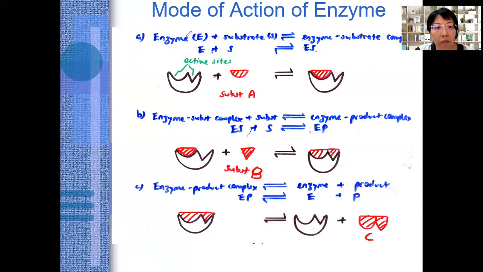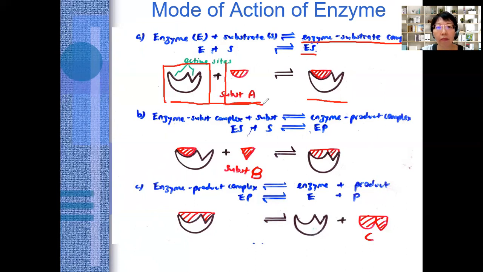So what is the mode of action of enzyme? Step number 1: enzyme plus substrate, and then the substrate will sit in to become the enzyme-substrate complex. So enzyme plus substrate forms the enzyme-substrate complex. That means the substrate comes to sit into the active site of the enzyme.